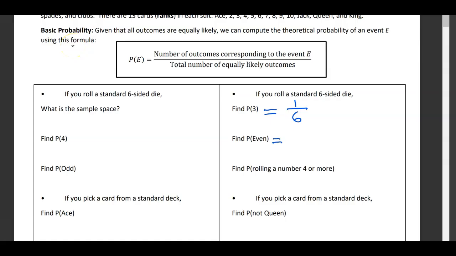How many even numbers? Well, there's 3 even numbers on the 6-sided die, and 6 total. That can be reduced. You can get a 2, a 4, or a 6. So again, there's 3 out of the 6 total. Probability is 1/2.